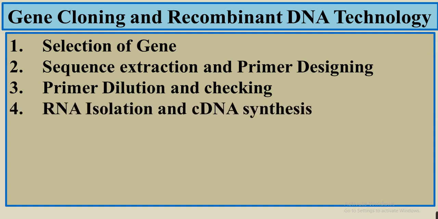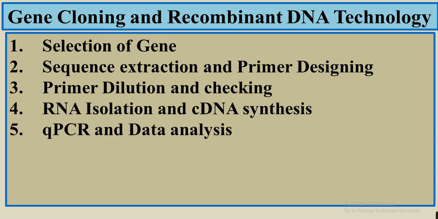And then we need the RNA and cDNA for the cloning of that gene, and how we can isolate the RNA from the samples, that is, the plant samples. If you are working on animals or any other organism, you can get the RNA from your respective organism, and then how we can synthesize the cDNA and how we can use it. And then we also do qPCR and data analysis for further analysis of the selection of our gene, because that selection includes different steps.